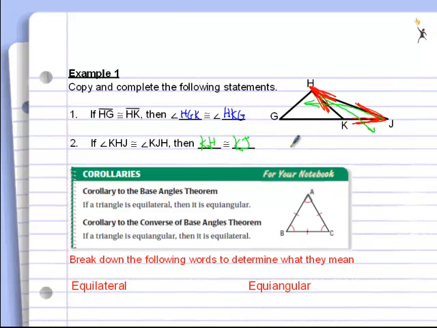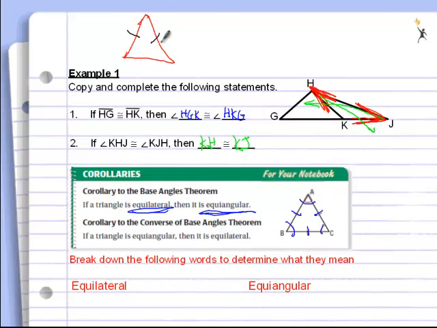Again, it's something new, so it requires a little bit of time, a little bit of focus. It's not something that just comes naturally, but it is stuff that you can master very quickly if you pay attention. Then we have two things that introduce us to equilateral and equiangular triangles. If a triangle is equilateral, then it is also equiangular. And what that means is, if we have three sides of a triangle that are congruent, then the three angles opposite them are congruent.